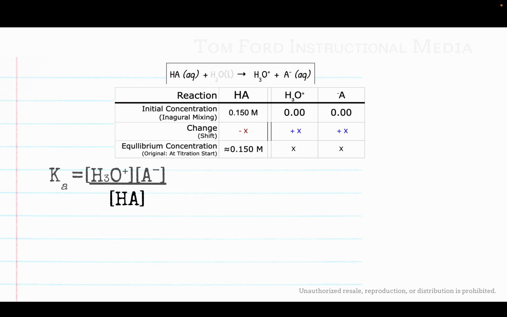So using the RICE table, we have the initial concentration of the weak acid. We have no hydroniums and zero conjugate base. As the reaction progresses, the concentration of the acid decreases by the amount X, while the concentrations of the conjugate base and hydroniums each increase by that amount of X. After the shifting has occurred, X will be equal to the hydronium concentration.